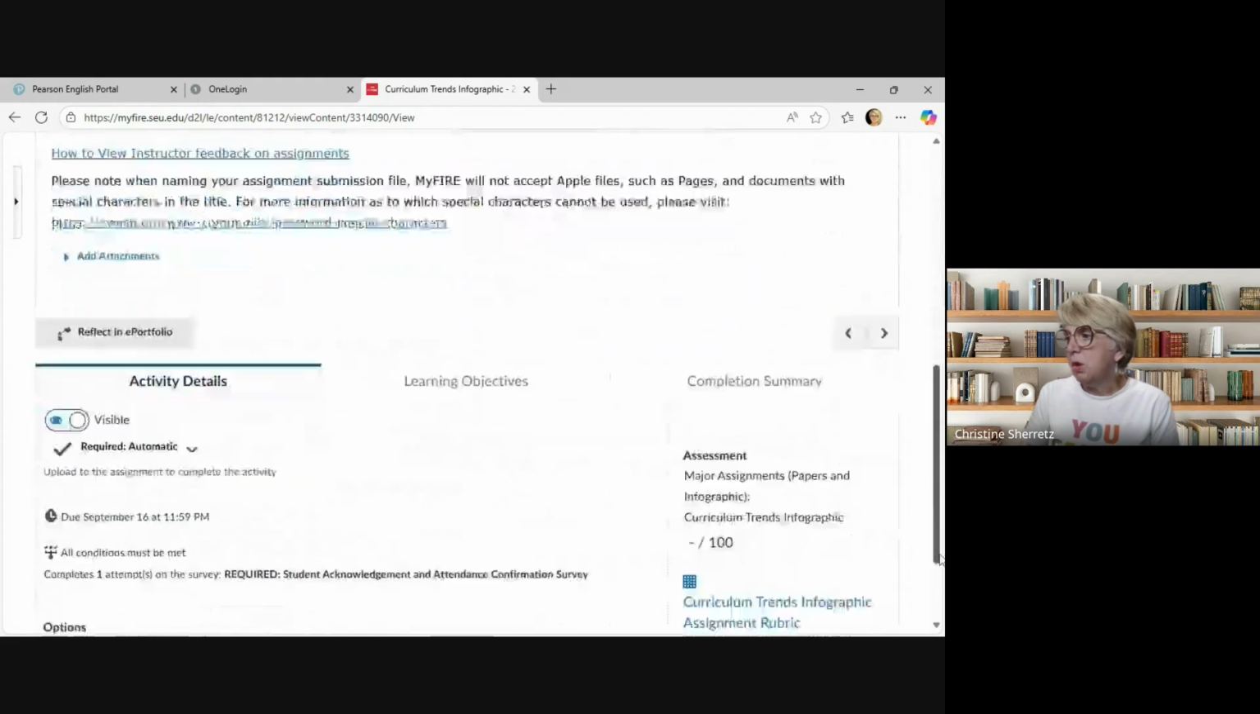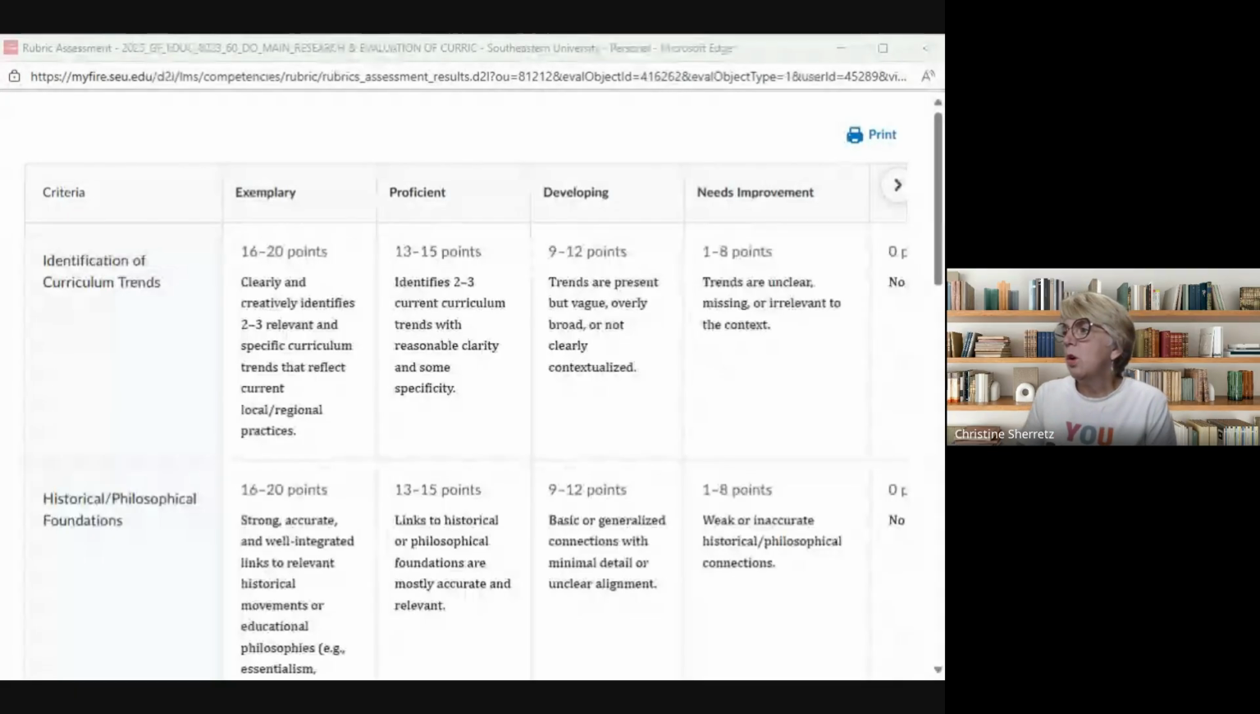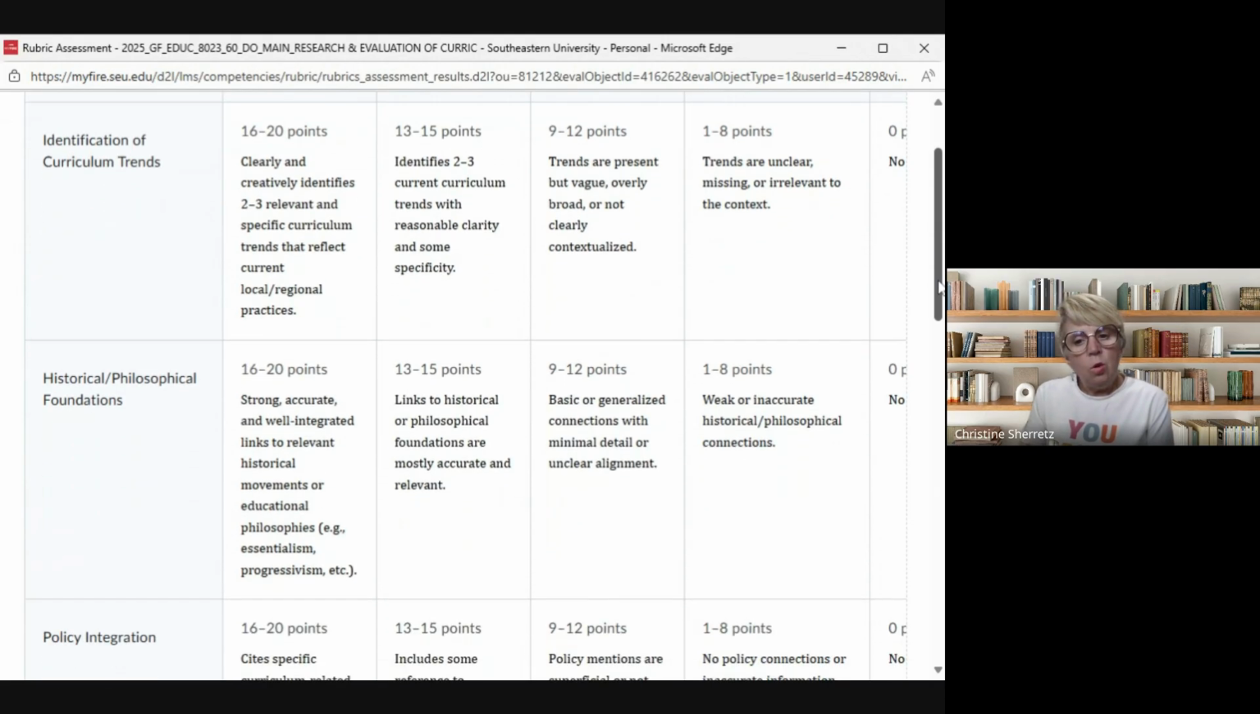Again, I'm going to go to the rubric. And so look at that. For some reason it's not showing, so let me see if I can show it. Okay. So in your infographic, did you creatively identify 2 or 3 relevant curriculum trends that reflect local or regional practices wherever you're at? Do you integrate historical context, philosophical context?